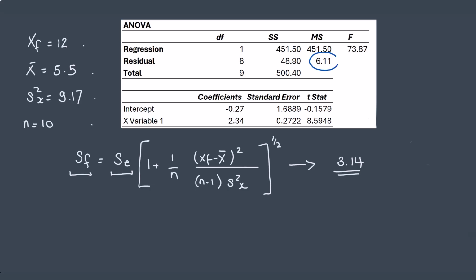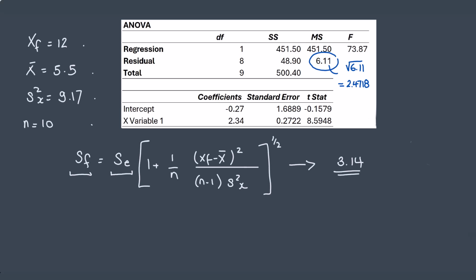It is just the square root of your mean squared error. It's just the square root even of 6.11 from your ANOVA table. What does that give you? 2.4718. So that bit is okay.